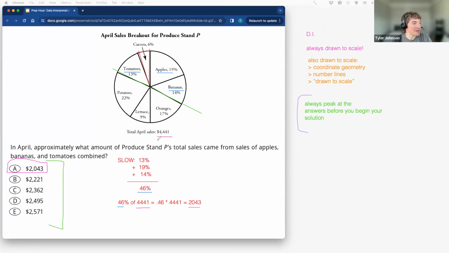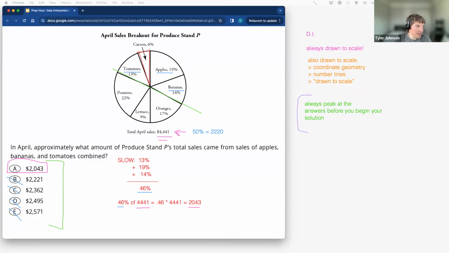And what you can quickly realize using a bit of number sense is like, okay, this entire half of the circle would be half of that 4,440. So, that number would be around 2,220. And we have even less than that, right? We don't have a full half. We're missing the carrot chunk. So it's got to be underneath 2,220. And only A is a viable answer.